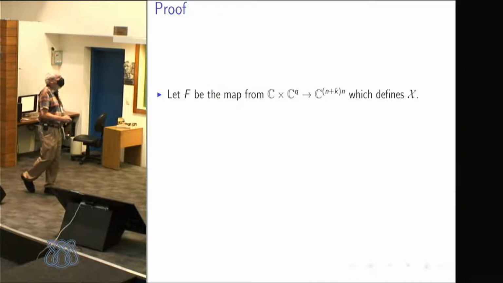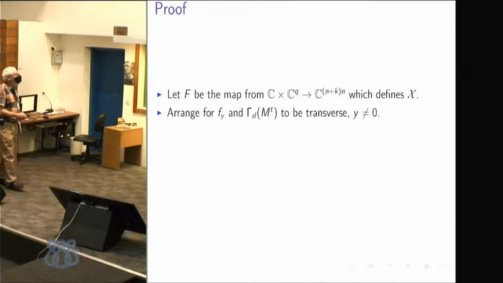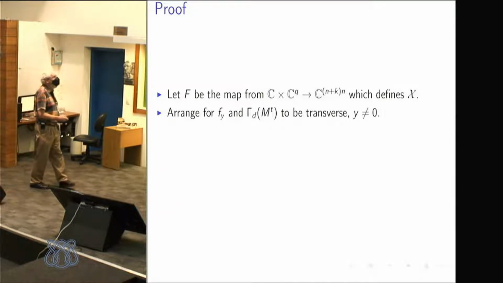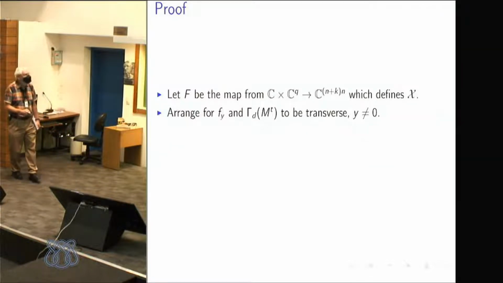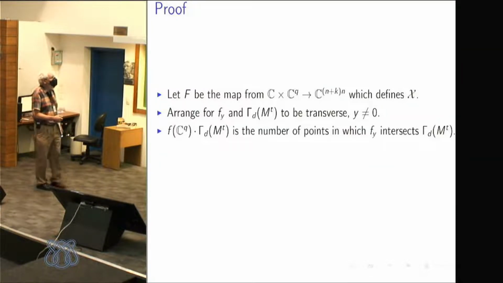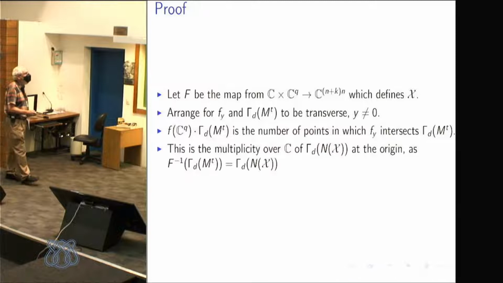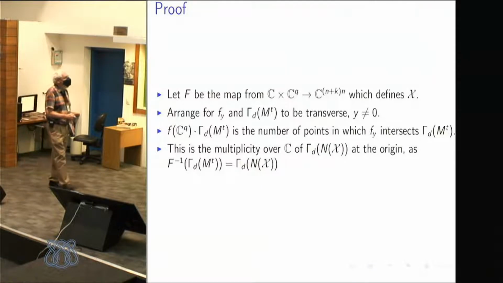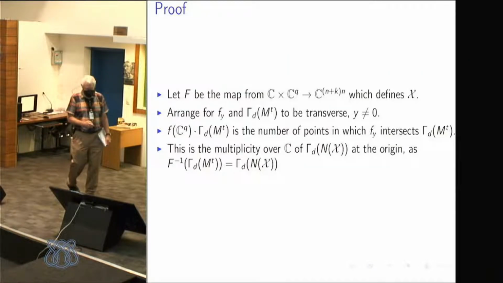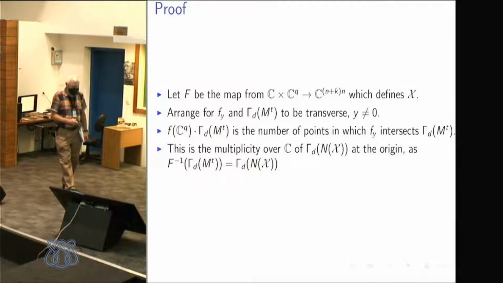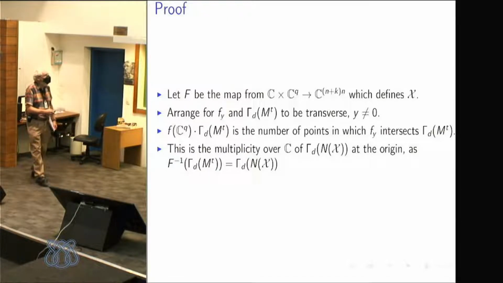So supposing we have the map which defines x, we can arrange for Fy and the polar that we're interested in to be transverse for y not equal to 0. This is an intersection number. It's the number of points in which the image of Fy intersects the polar. It's also the multiplicity over C of the polar curve in the source, because the polar curve in the source is just the pullback of the polar curve in the target.